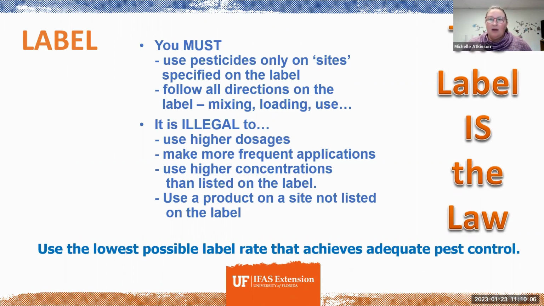You're only allowed to use pesticides on the sites that the labels direct you to use on. So if it's an agricultural label, you may not use it in the landscape. Vice versa, if it's an aquatic label, you may not use it in the landscape. So only the sites which the label allows you to use them on.